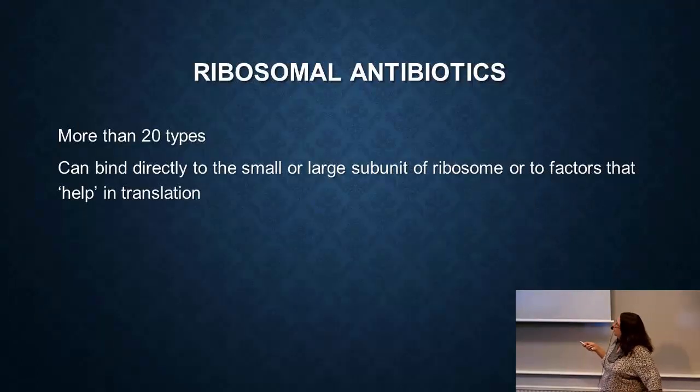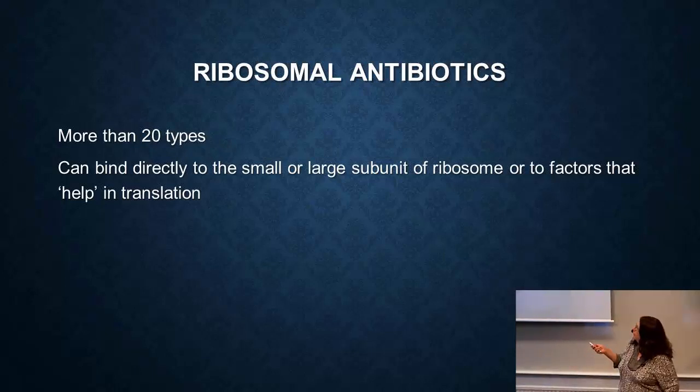So there are more than 20 types of ribosomal antibiotics, antibiotics that affect the ribosome. They bind differently depending on the antibiotic. Some of them bind to a small subunit of the ribosome. Some bind to a large subunit of the ribosome. And some of them bind to factors that help with translation that I didn't show you. For example, the one that delivers the tRNA. There's another protein involved there. So there are many different steps. So these are the ribosomal antibiotics.